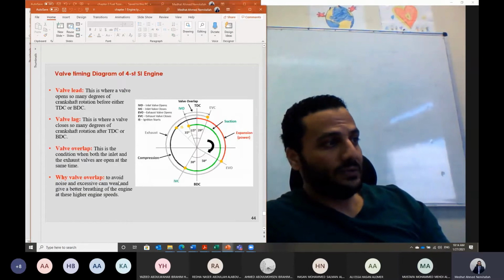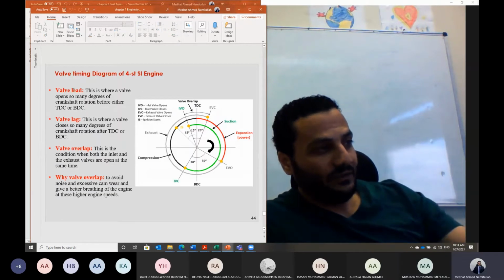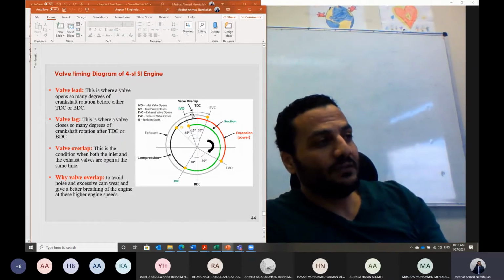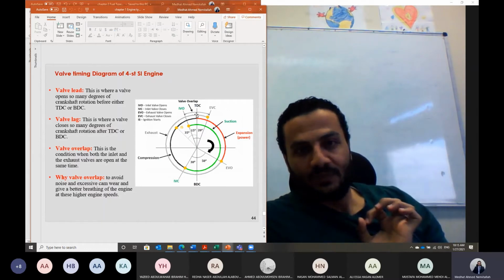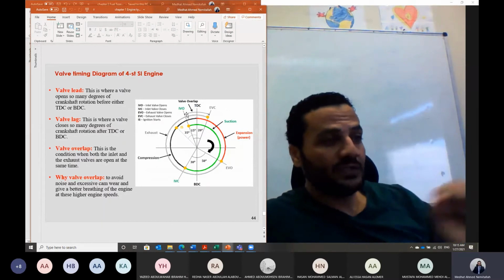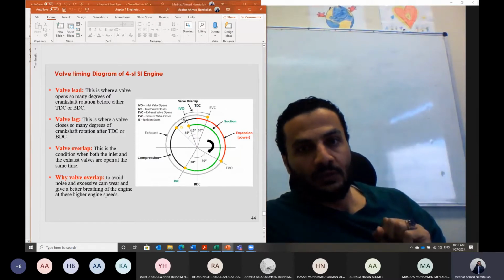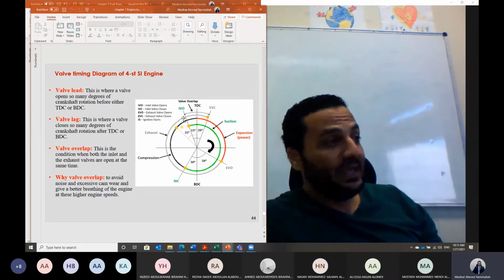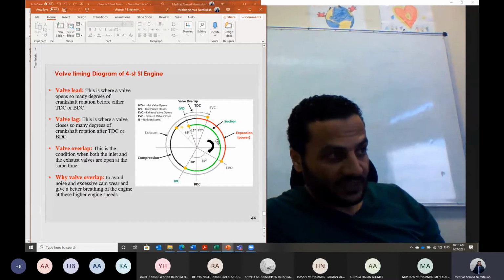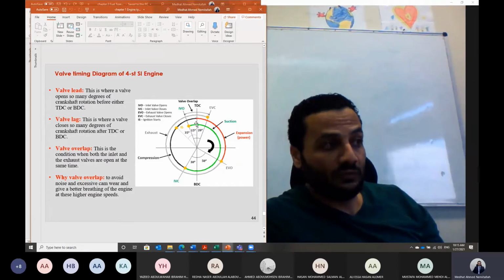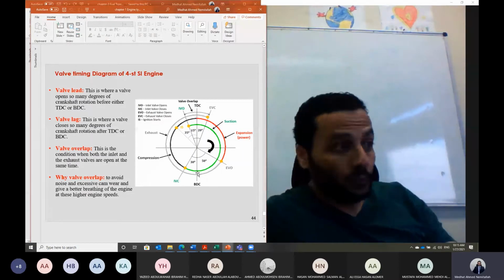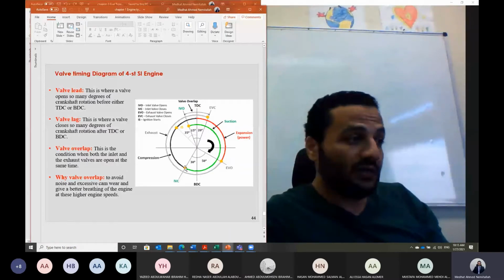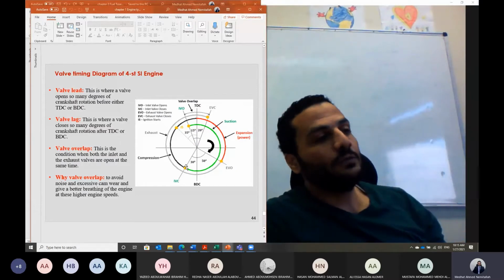Is this your question? Or valve lead. With valve lead, we have to open the intake valve not at the top dead center. We open the intake valve before the top dead center while the exhaust is through, to allow more charge of air plus fuel to get inside the engine. And it will stay open through the suction stroke while the piston is moving down from the top dead center to the bottom dead center, and it will not close by the end of the suction stroke. No, it will close after the bottom dead center to allow more air plus fuel into the engine.